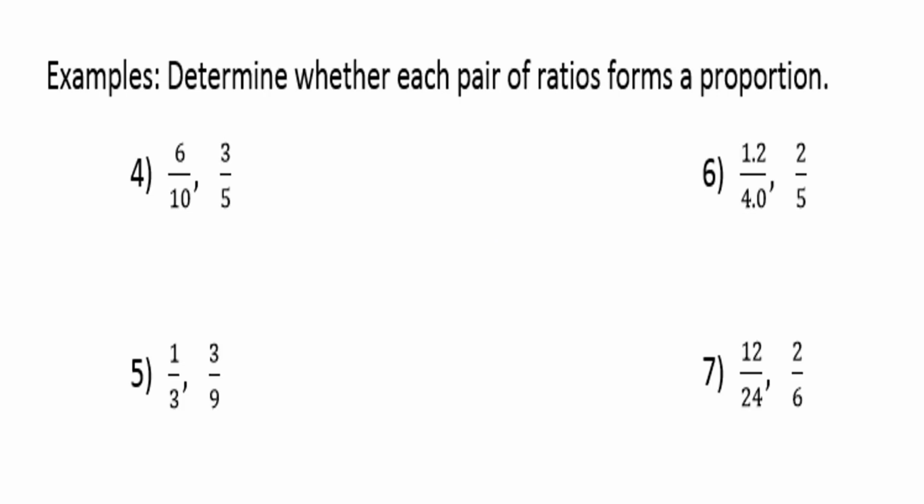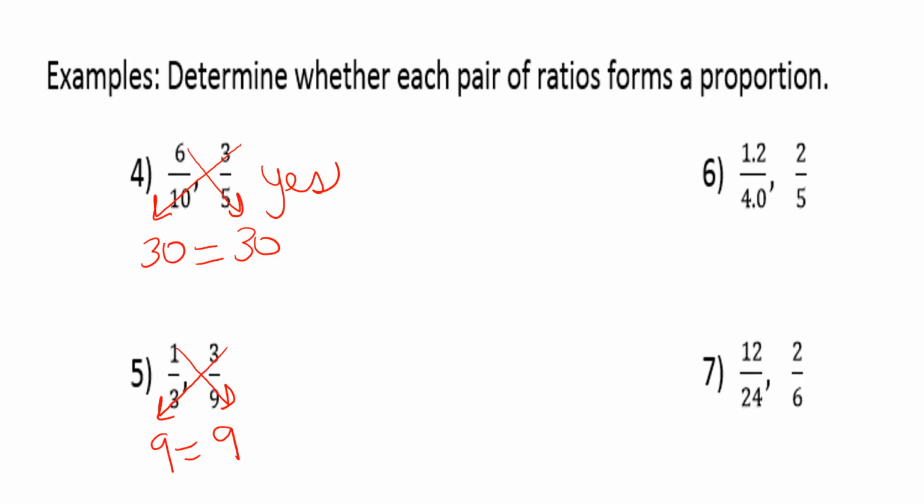Let's determine whether each pair of ratios forms a proportion. So we have 6/10 and 3/5. We are going to cross multiply. 6 times 5 is 30. 3 times 10 is 30. Do these equal? Yes, therefore it is proportional. It has a proportional relationship. Let's look at number 5. 1 times 9 is 9. 3 times 3 is 9. Is that true? 9 equals 9? Yes, therefore it is proportional.